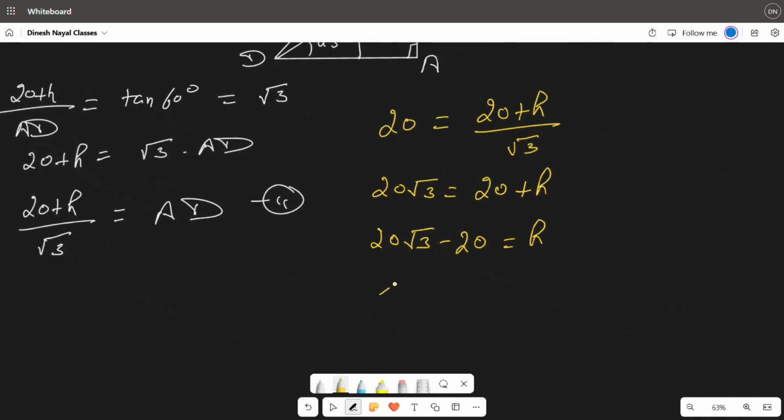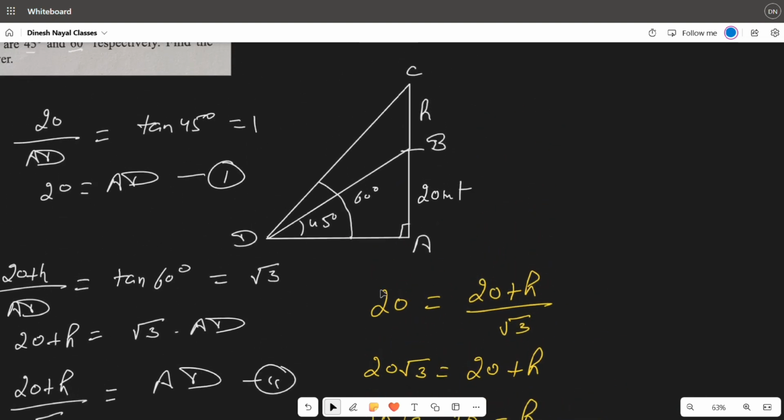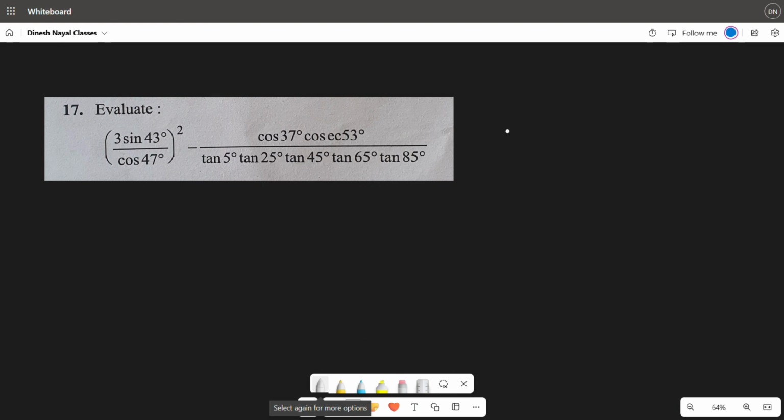Or you can write h equals, taking 20 common, this will be 20 into root 3 minus 1 meter. So that's the height of the tower that we have to find. So this is the height of the tower, CD, that's h.